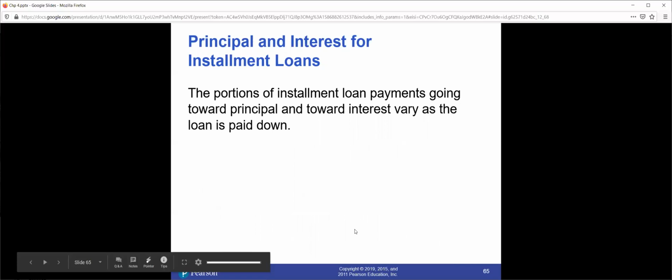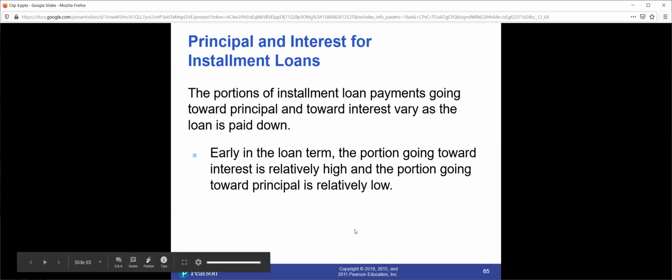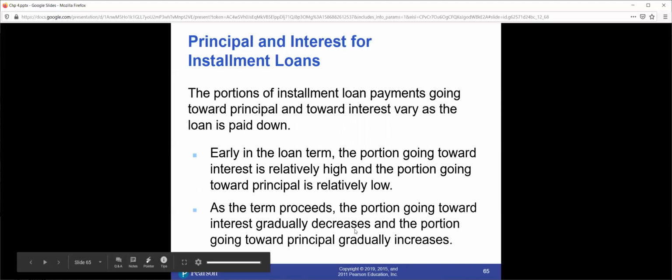Principal and interest for installment loans. The portions of installment loan payments going towards principal and toward interest vary as the loan is paid down. Early in the loan term, portions going towards interest are relatively high and portions going to principal are relatively low. So you take out a loan of, I don't know, $10,000 to buy a new motorcycle. If you look at your loan schedule, every payment and how much is going where, you will notice that in your first payments, you're basically paying majority interest on that loan. You're not really paying a lot of principal.